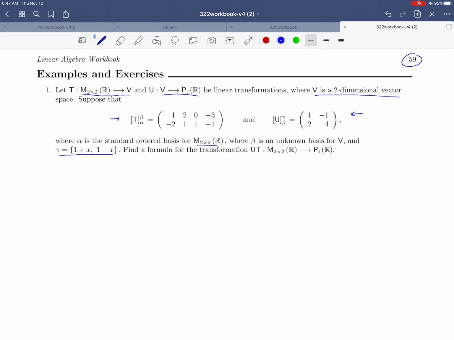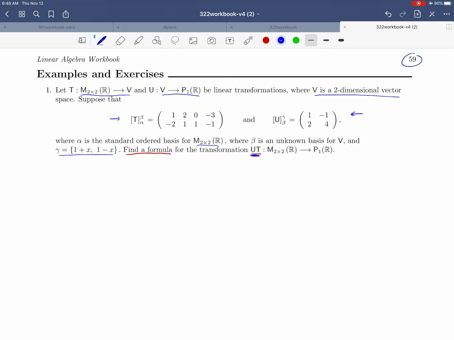So with all of that information, what they would like is us to find a formula for the transformation UT here. So this is another one of those problems where we're kind of being asked to go backwards. Instead of calculating a matrix, they're giving us a matrix and asking us to figure out what the formula for the transformation is. Well, how do we do this? Here's one way to think about it. The next best thing to finding a formula for this transformation UT is to find a matrix for the transformation UT. So let's start by seeing if we can find the matrix of UT.